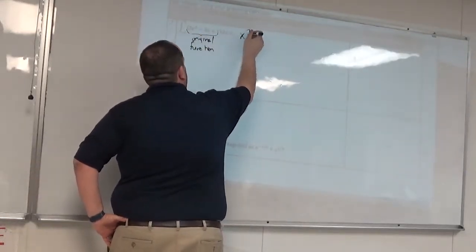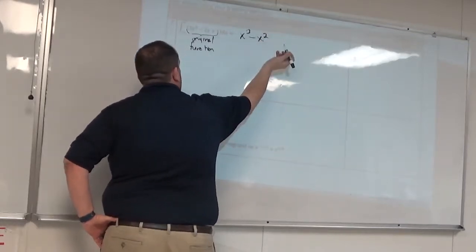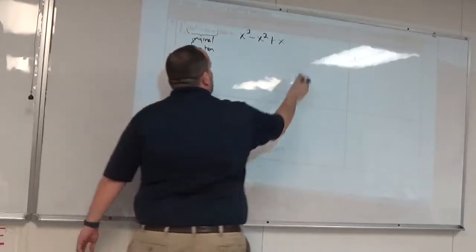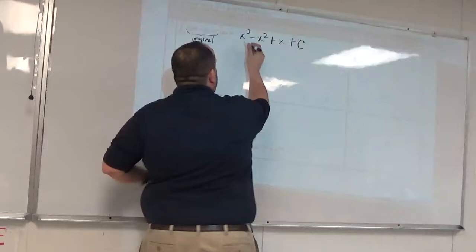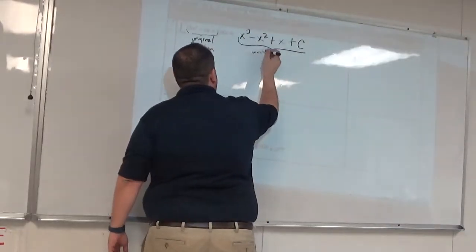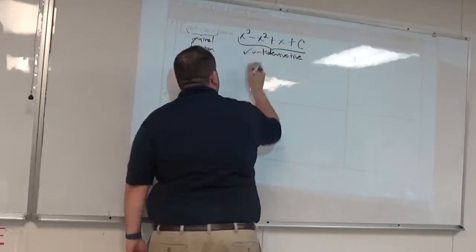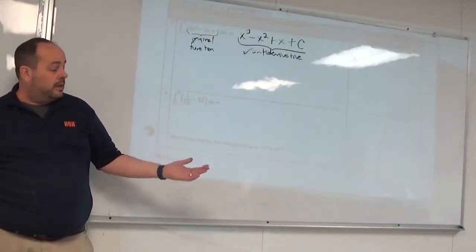x cubed, plus, careful, minus x squared, plus 1x, plus Charlie, because we don't want to forget Charlie. This is your antiderivative, and you've just demonstrated a strong knowledge of calculus, so I get to award a point because you know how to find the antiderivative.